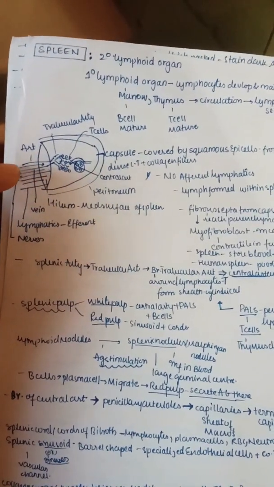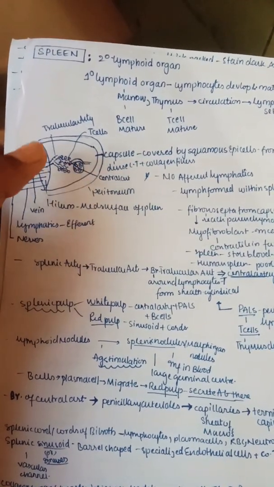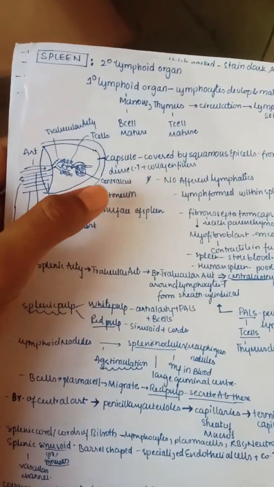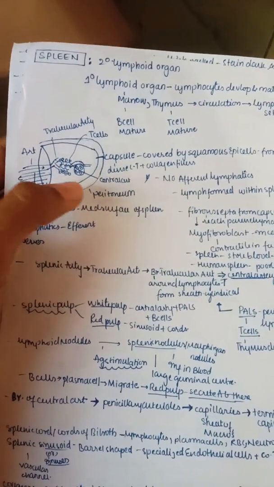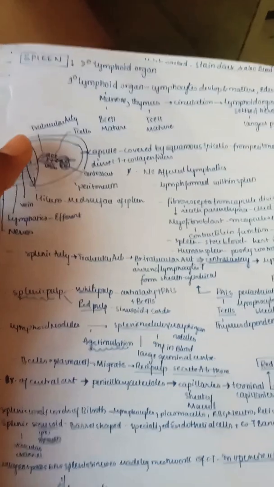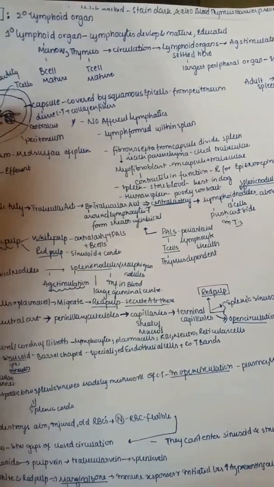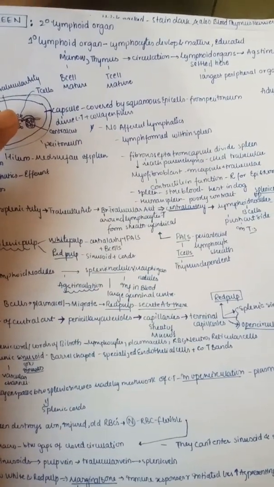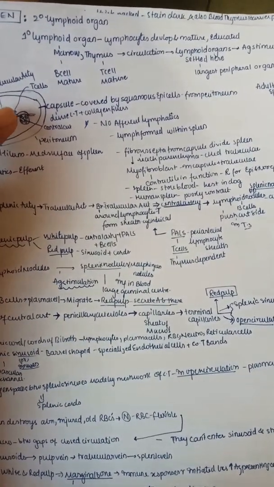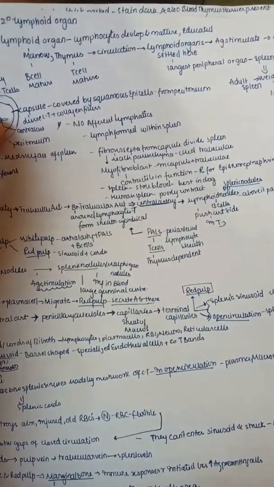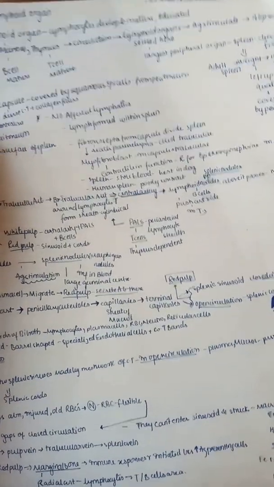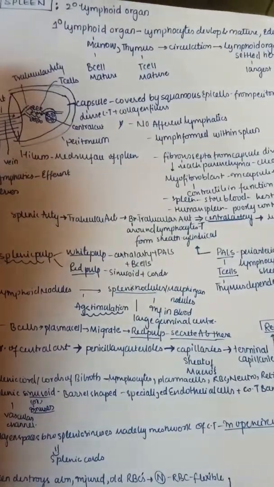This is the first artery, which branches to form a trabecular artery. Later it forms a central artery. The central artery gives branches, that is, it branches into penicillar arterioles, and next the penicillar arterioles form the terminal capillaries, and the terminal capillaries divide into splenic sinusoids and also splenic cords. All this, let us check out one by one.